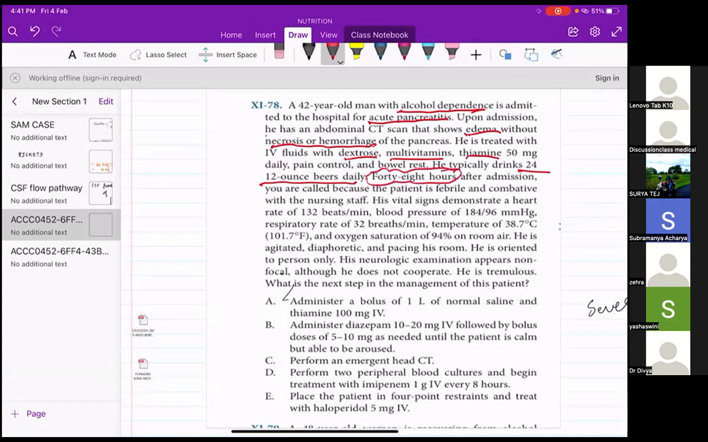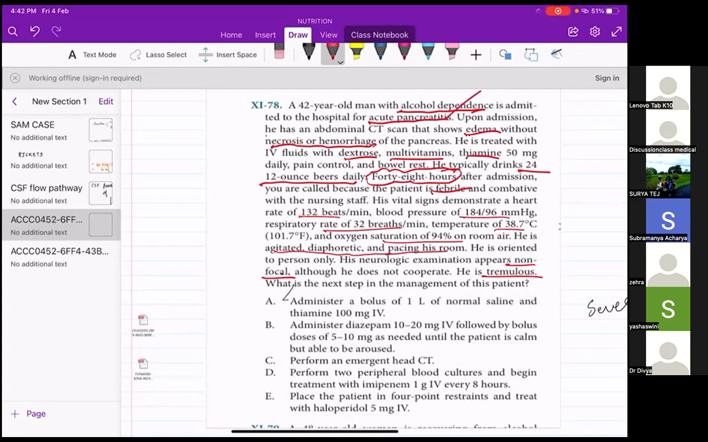48 hours, so this is important. How many hours has passed? 48 hours after admission, you are called because the patient is febrile and very combative with the nursing staff. His vital signs demonstrate tachycardia, hypertension, tachypnea, temperature of 38, and oxygen saturation has fallen to 94. He's agitated, diaphoretic, and pacing in his room. He's oriented to person only. His neurologic examination appears non-focal, although he does not cooperate. He is tremulous, so tremors are present. What is the next step in the management of this patient? We already know he's alcohol dependent.